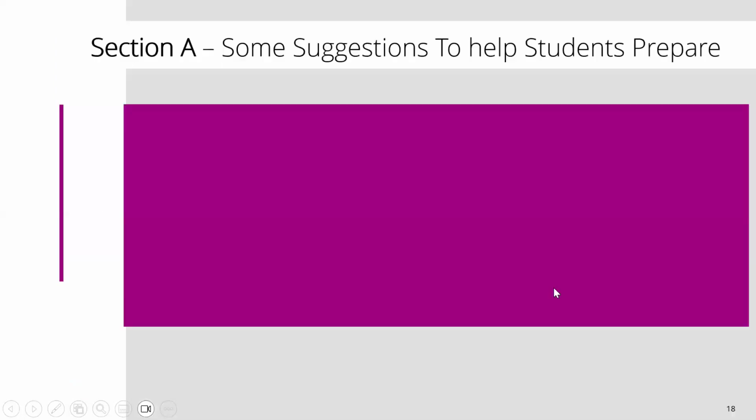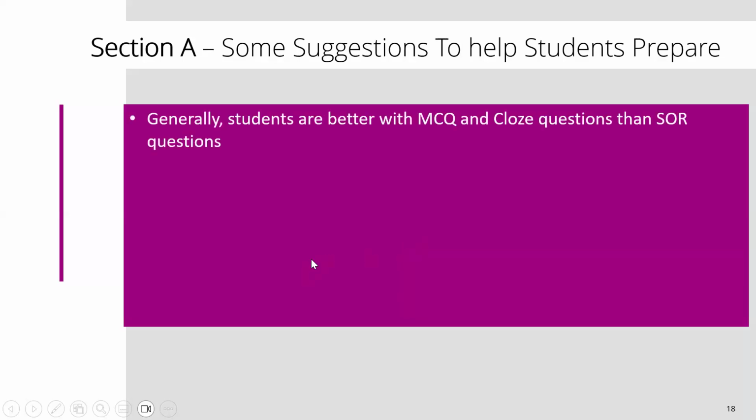I'll look a little bit more at section A, and a few suggestions. Probably these are all old hat and you're very aware of them, but it doesn't mean I shouldn't say them. Generally, students are better with multiple choice and closed questions than SOR. So the obvious answer is to practice SOR questions as you can, particularly those that are describe and explain.